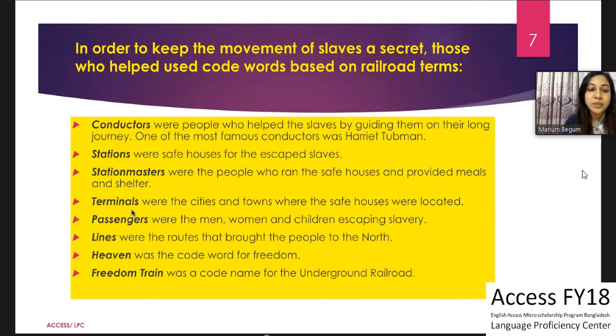Okay, so next one is terminal, where the cities and towns where the safe houses were located. These cities and towns where the safe houses were located, they termed as terminals.